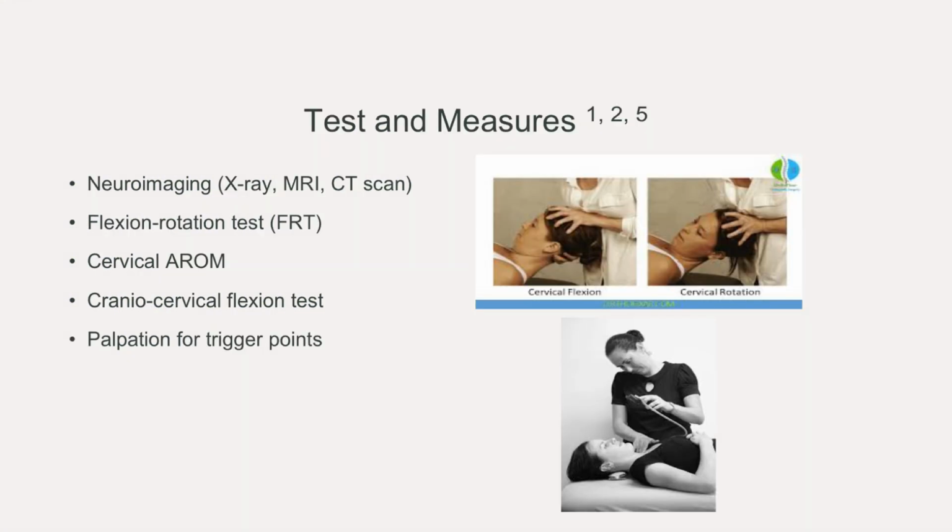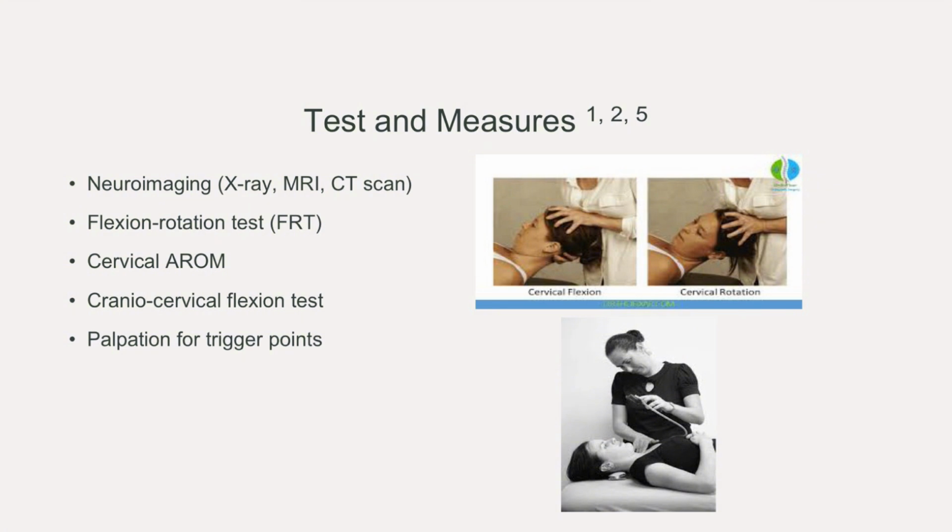Then for the tests and measures that you use, you can do neuroimaging. With the X-ray, the MRI, and the CT scan, you must reveal at least one of the following: movement abnormalities during flexion and extension, abnormal posture, or fractures, bone tumors, rheumatoid arthritis, or congenital abnormalities.